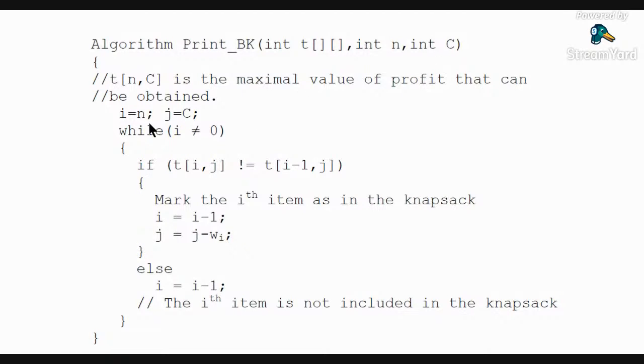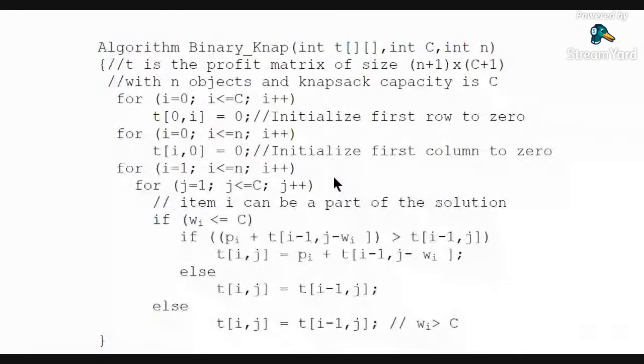So i and j are initialized to n and c respectively. These are some variables. n is the number of objects and c is the considered capacity, while i is not equal to 0. So this is a loop. Now you will check if T of ij is not equal to Ti minus 1j.